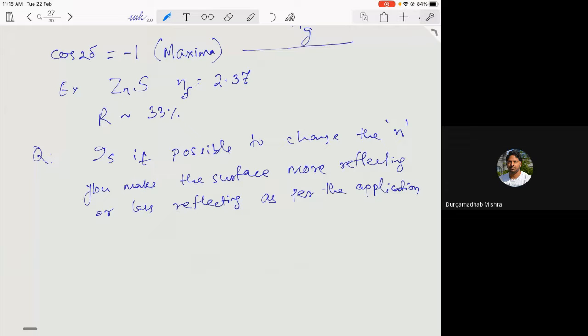Another possibility is it's getting through the transmitted wave. The energy that is lost due to this destructive interference, if the material is not absorbing, will be carried by the transmitted wave.